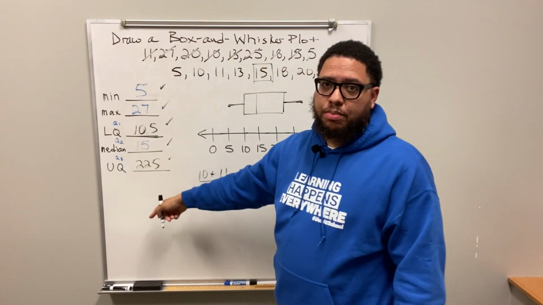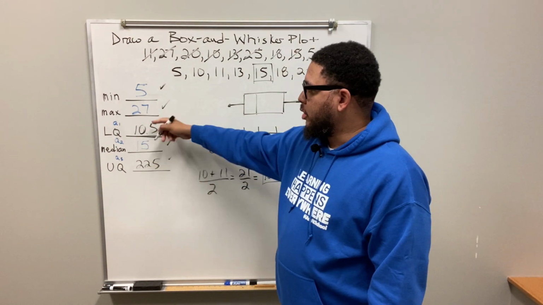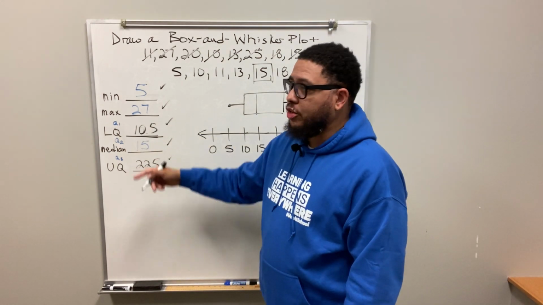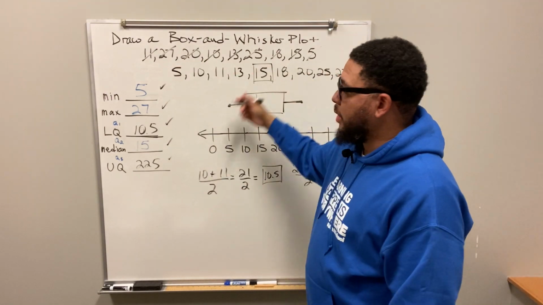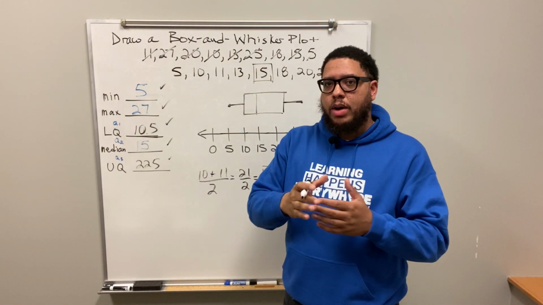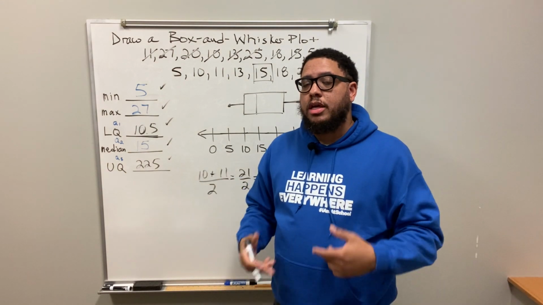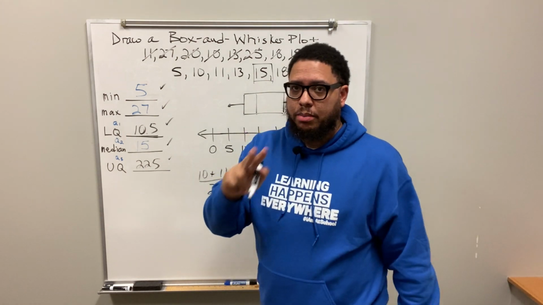You need 5 data points. You need to identify your minimum, your maximum, your lower quartile, your median, and your upper quartile. How do you find the median? Put all the numbers in order from least to greatest. The median is the number in the middle out of all the numbers, if you have an odd number of numbers. If you had an even number of numbers, you would take the average of the 2 middle numbers.